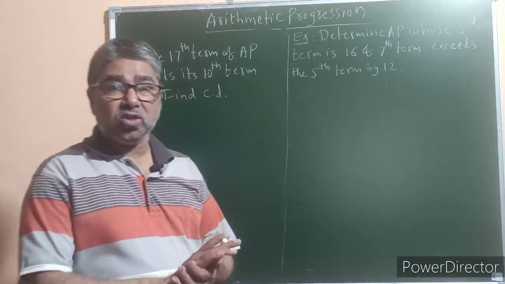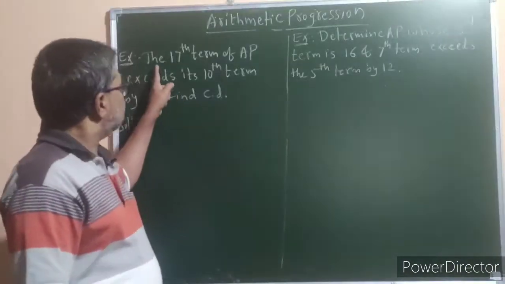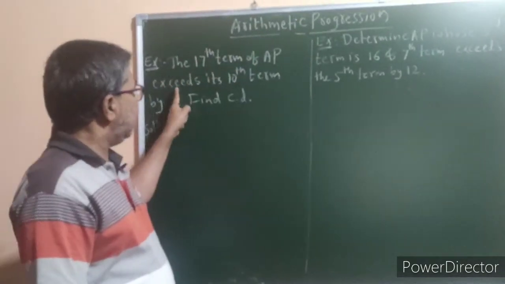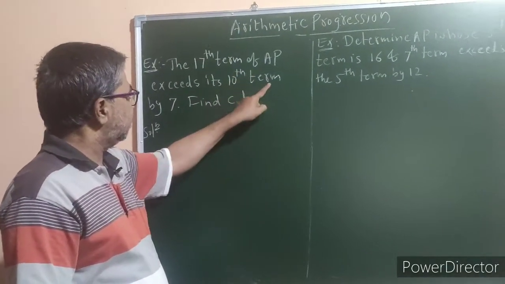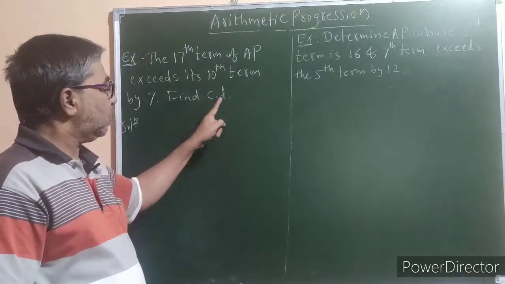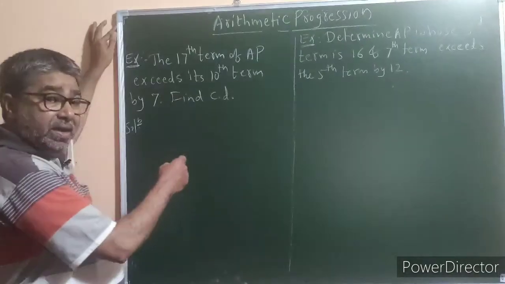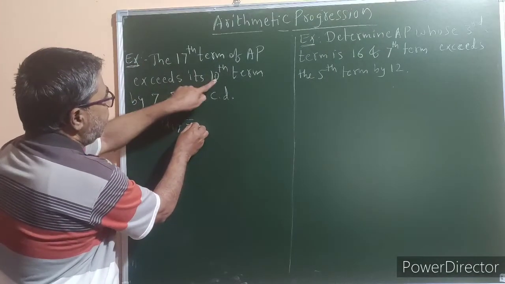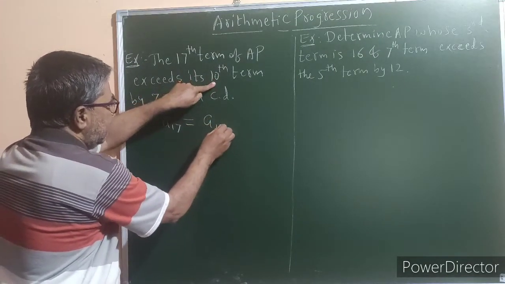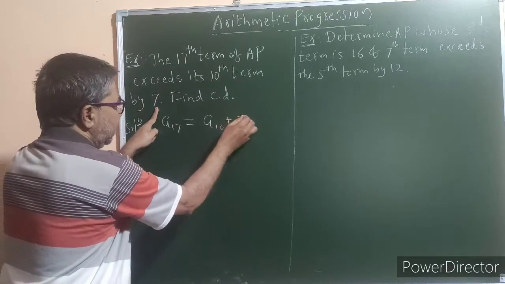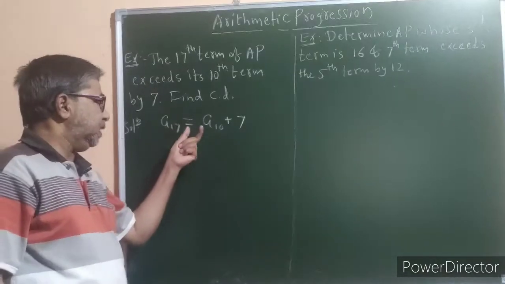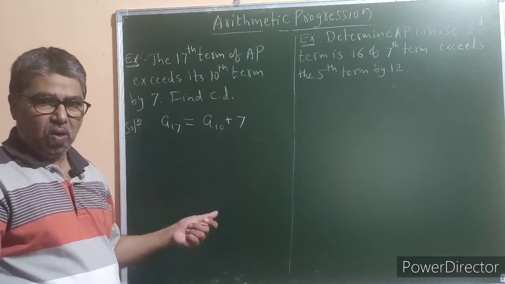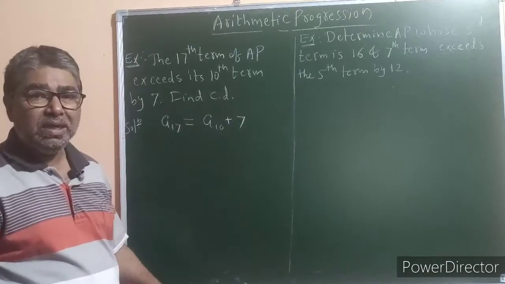So dear students, let us solve two more examples. The first example is, the 17th term of an AP exceeds its 10th term by 7. Find the common difference. So write the equation: A17 is equal to the 10th term, A10, exceeds by 7 means plus 7. So A17 is equal to A10 plus 7. This is the required equation to find the value of the common difference.